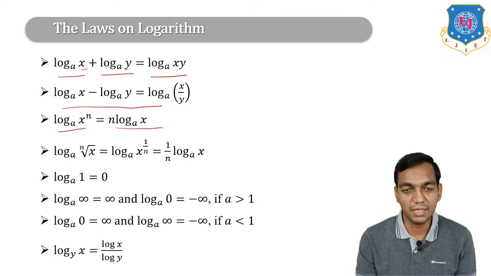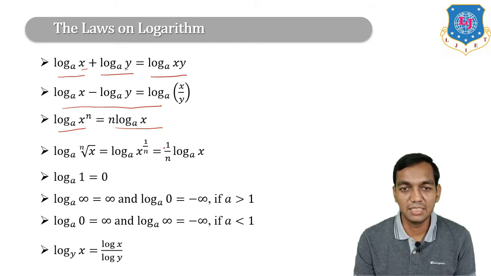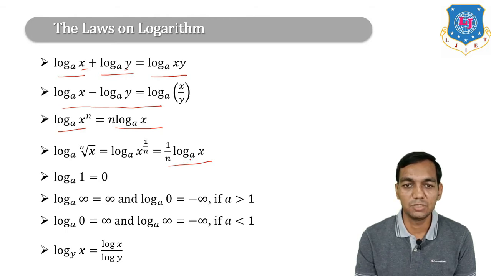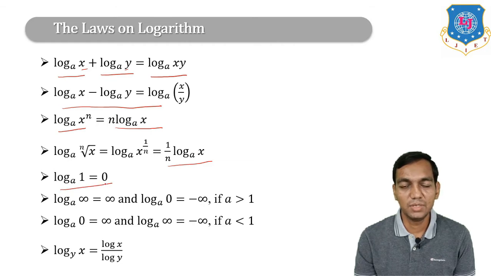In the same manner, if you have log of nth root of x having base a, then it is going to be log of x raised to 1 upon n. And now by the properties of power, whatever the power, it is going to be a multiplication of the log. So you have 1 upon n into log x base a. The standard property: log 1 always has the value 0. If the base a has any value, then also it has the value 0.